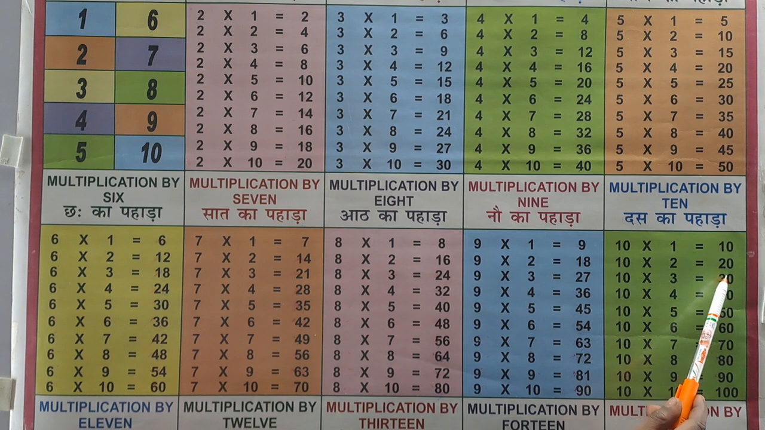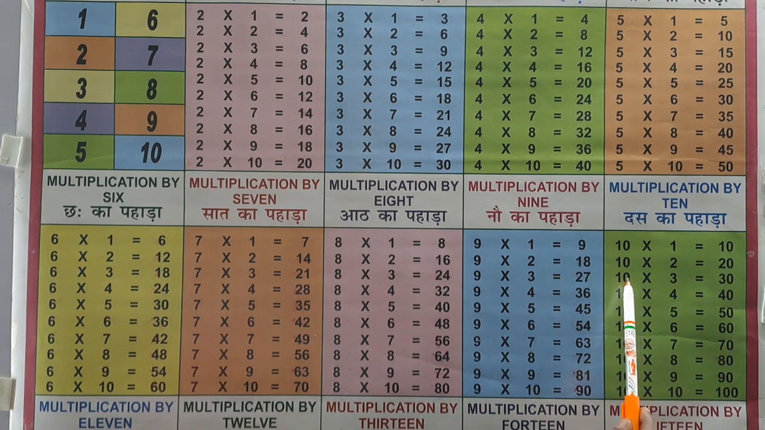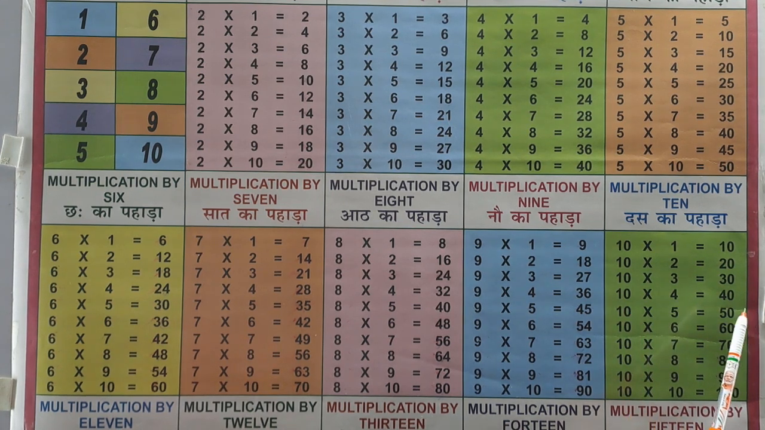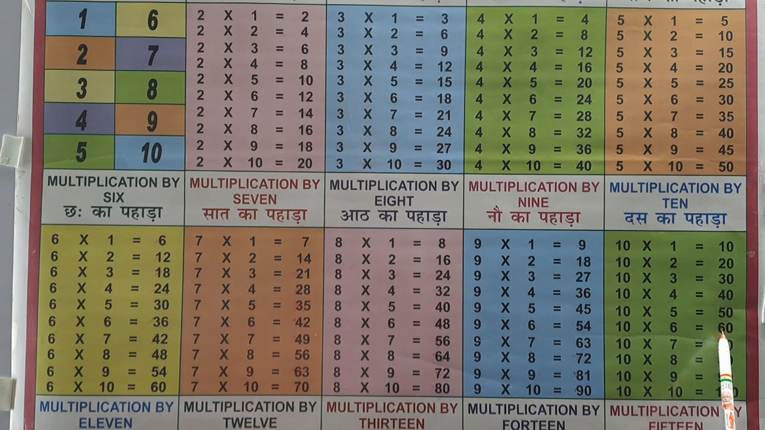10 2s are 20. 10 3s are 30. 10 4s are 40. 10 5s are 50. 10 6s are 60.